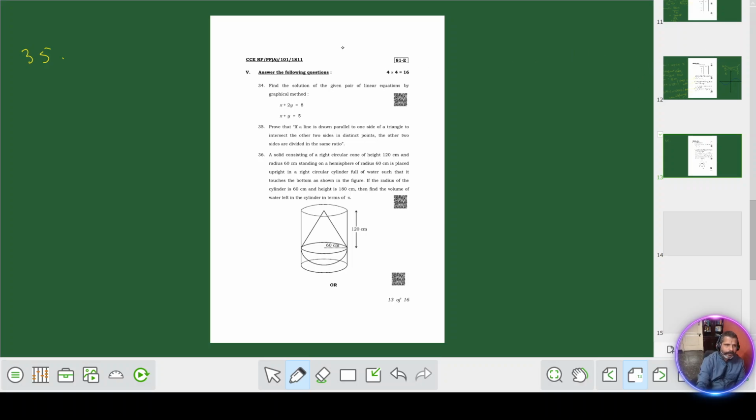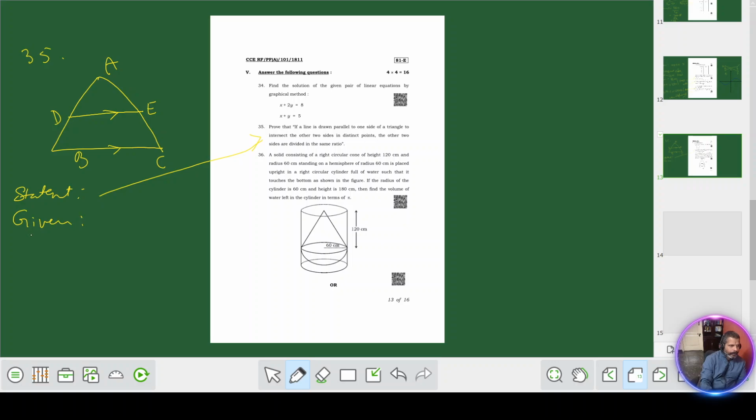For that, you have to draw a figure. See, ABC is a triangle. If a line is drawn parallel to one side of the triangle, I'm drawing DE parallel to BC, such that it intersects the other two sides in distinct points D and E, then the other two sides are divided in the same ratio. That is AD by DB equals AE by EC. You have to prove this. First write the statement, same as your question statement. Remove the 'prove that' and write everything else.